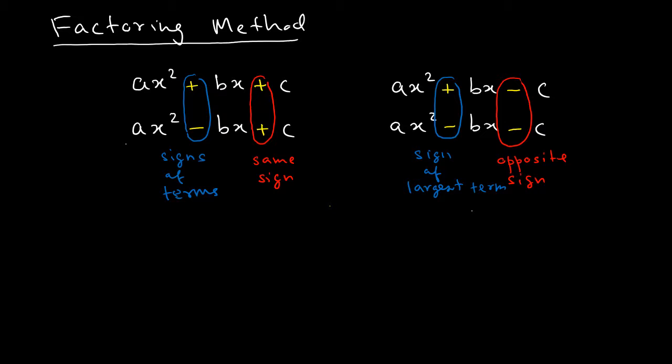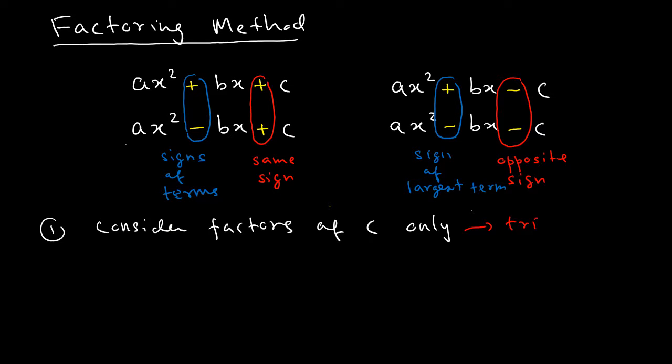Then there are two ways to proceed after that. We can consider factors of c only, and after that we use a trial and error method. That means we plug in and see whether it's going to work.